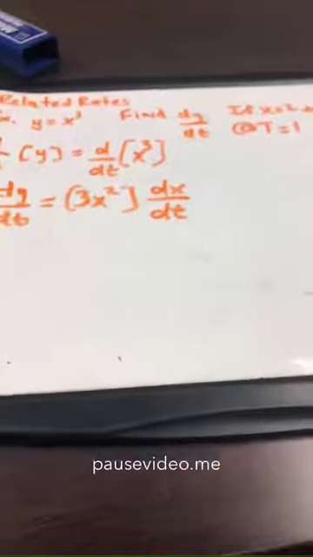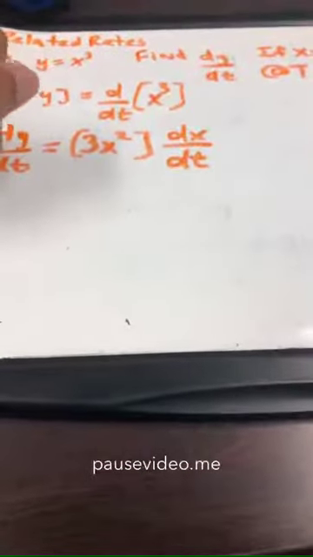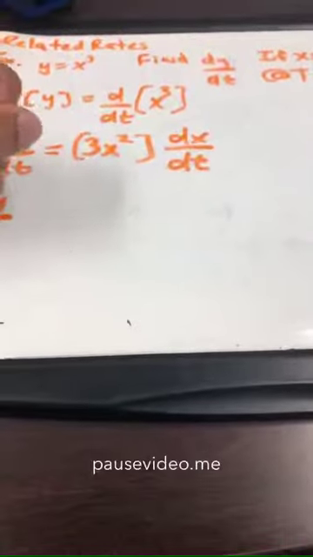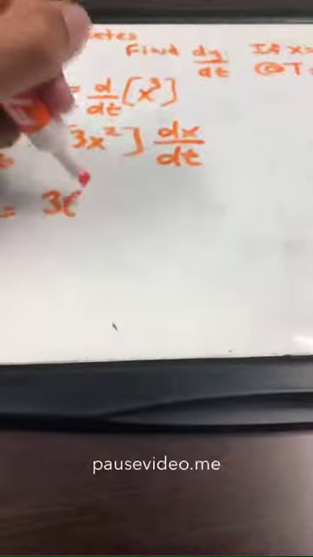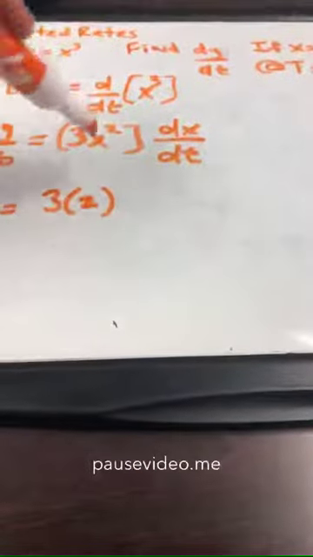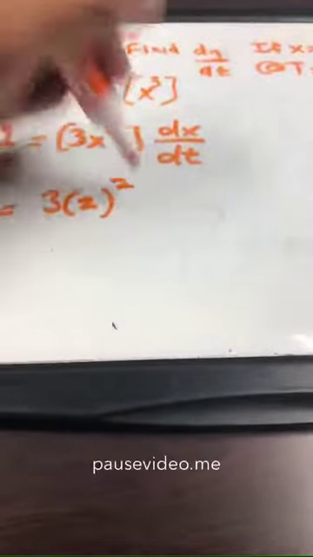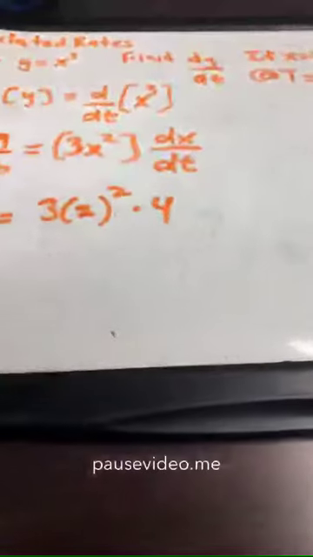So now what we're going to do is plug in the numbers that we have and figure it out. We'll have dy/dt is equal to 3 times 2, since x equals 2, squared times 4.